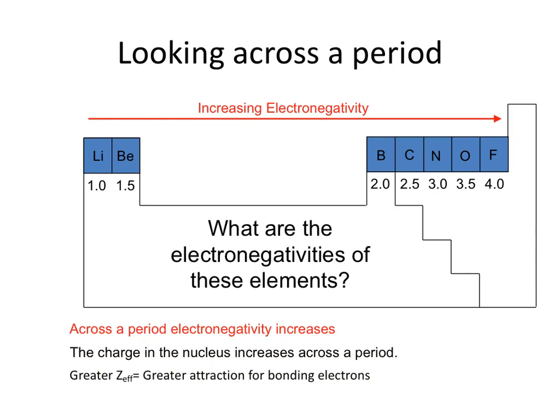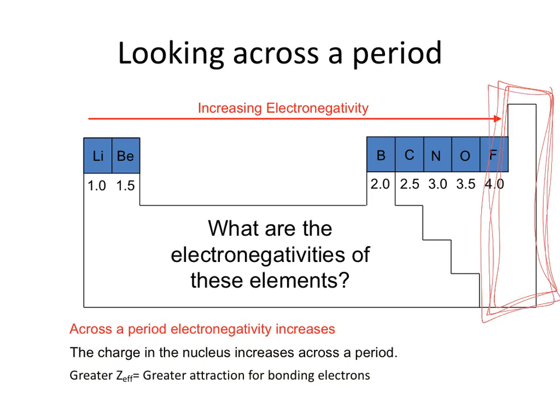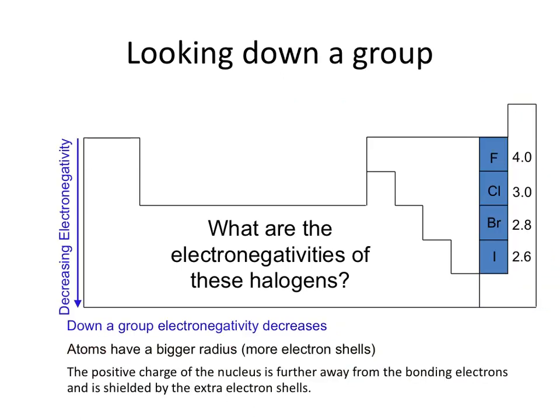Now please note that the noble gases over here have no electronegativity because they are not known to bond, okay? There are a few exceptions to that, but they have no electronegativity officially. So fluorine is the most electronegative element on the periodic table.